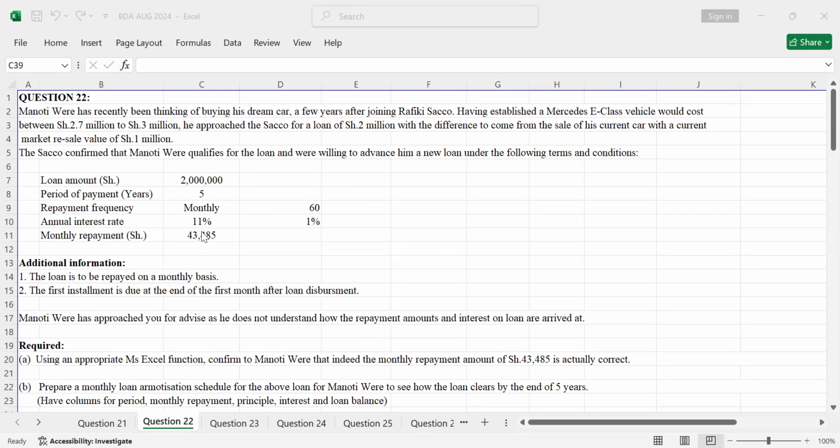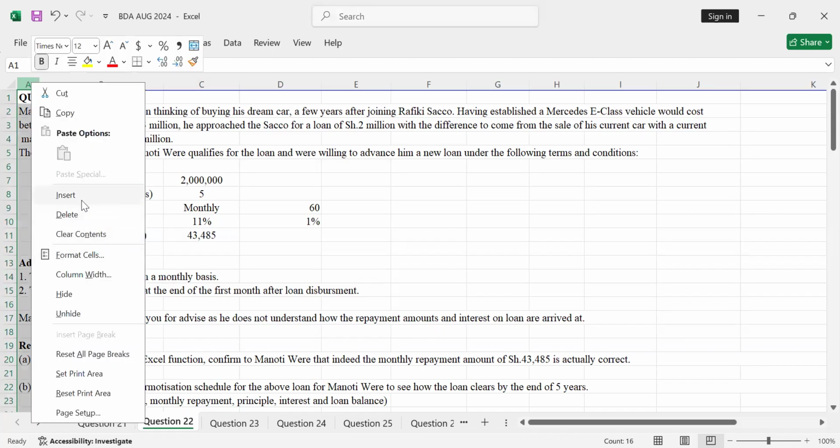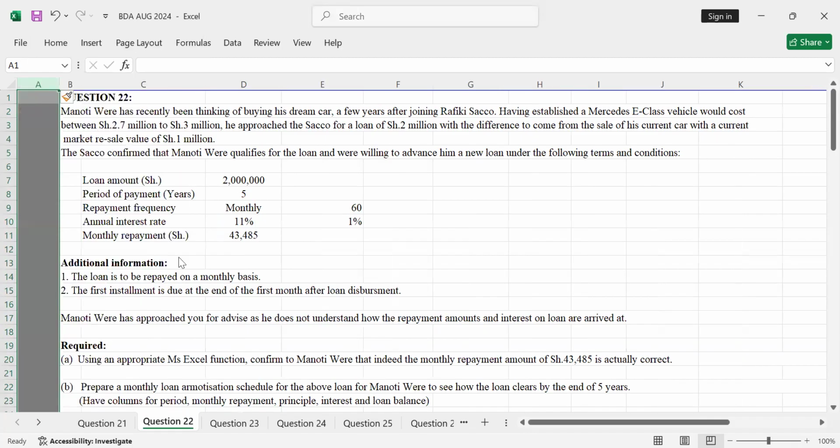Loan amortization here. Question 21 of BDA. We do the loan amortization. I'm hoping everyone is there. So once you're there, you can let me know.